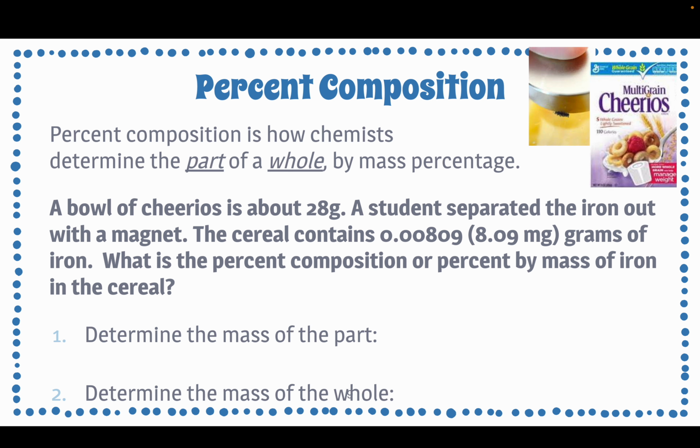So first we have to find the mass of the part. The part we're interested in is the iron. So the iron we know weighs 0.00809 grams. Then we have to find the mass of the whole mixture. The mass of the whole mixture is the whole bowl of Cheerios. Just counting the Cheerios, that is 28 grams.